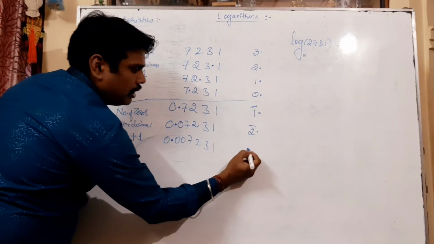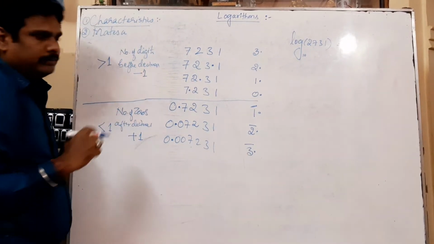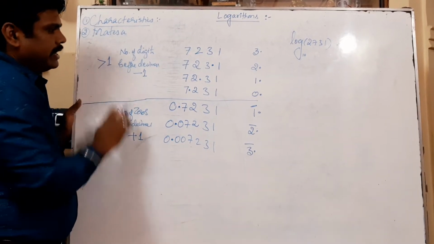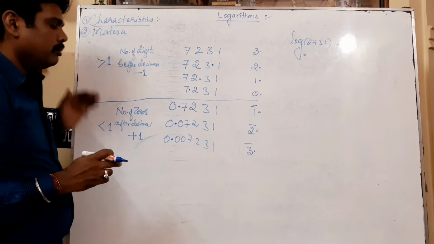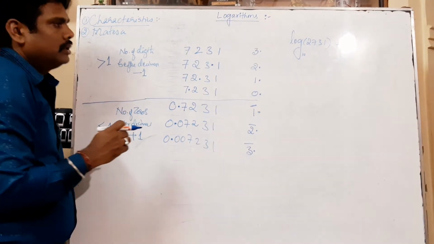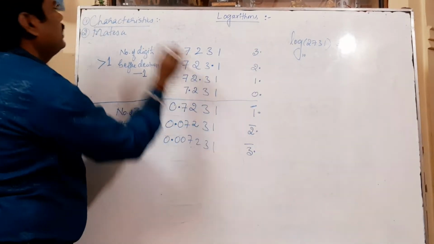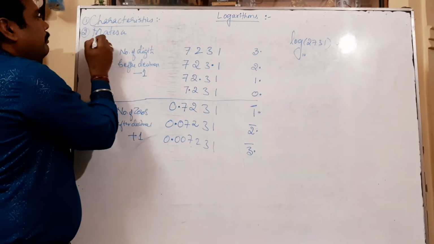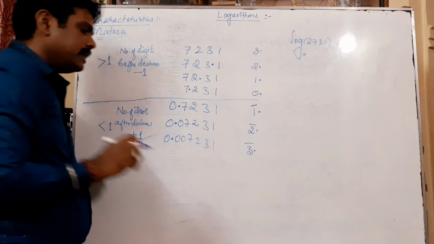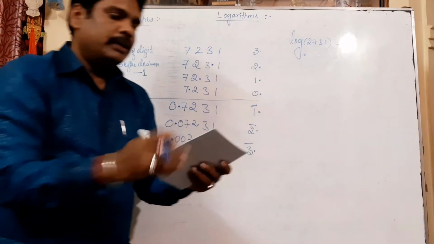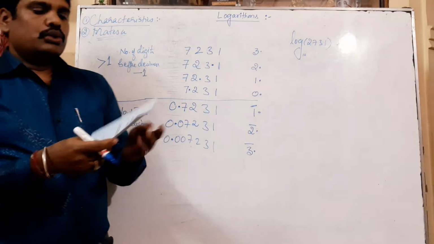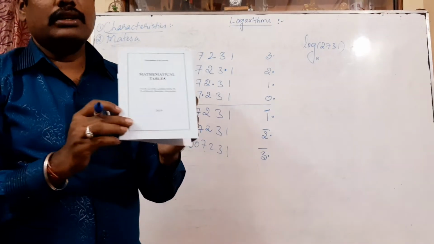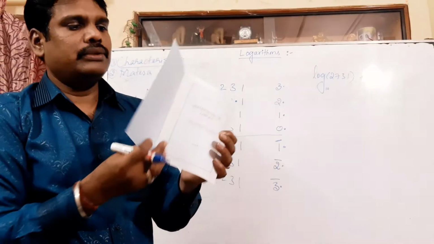So how many characteristic here? 3 bar. First of all, you must know the rule to write the characteristic for positive numbers and negative numbers in logarithmic language. After writing the characteristic, to complete this logarithmic value you need to write the mantissa. To write the second part of the logarithmic number, we need to use this table, right? This is the table which can help to write the logarithmic values.